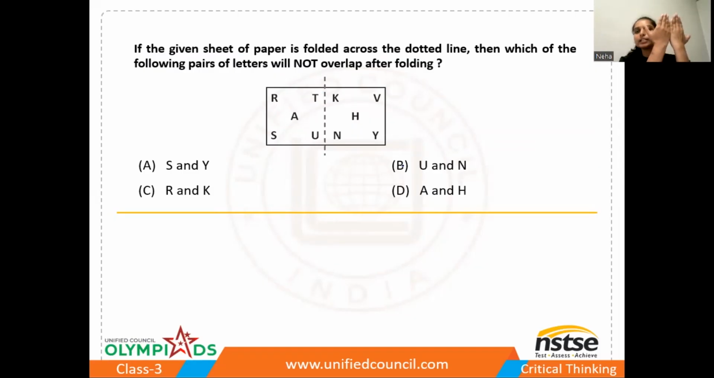Okay, so students, these are the two end points of the paper, right? Let's suppose my thumbs are the two end points of the paper. So when I fold it, then my thumbs will overlap each other, right? Not like this, right? Like this. So my thumbs will overlap each other, and the starting parts will overlap each other. Correct? So with this method, I can say that P and K will overlap each other. R and V will overlap each other. S and Y, U and N, and A and H, right? These letters will overlap each other.